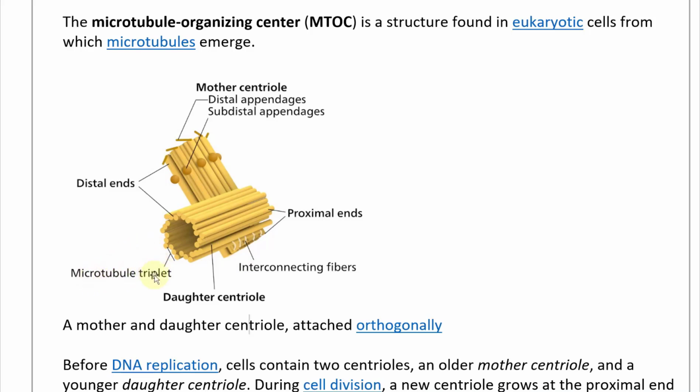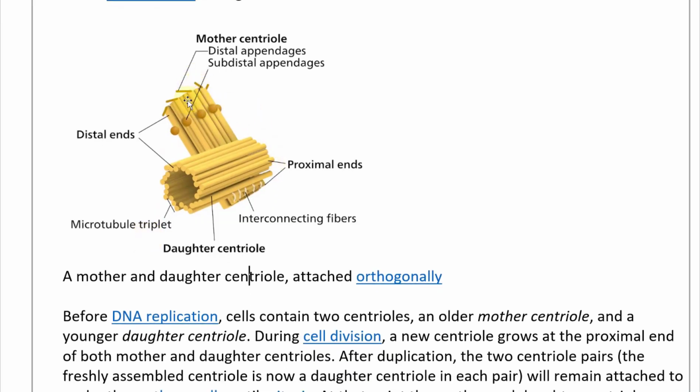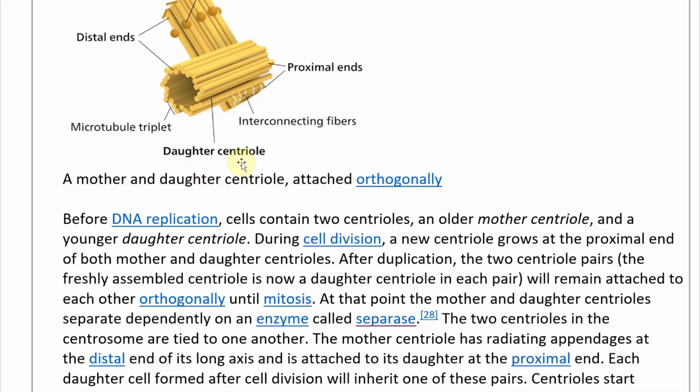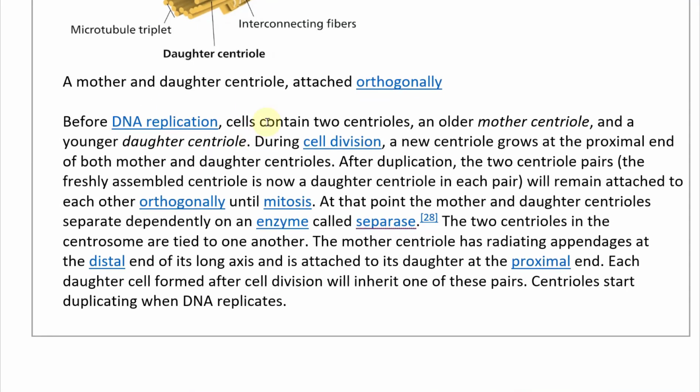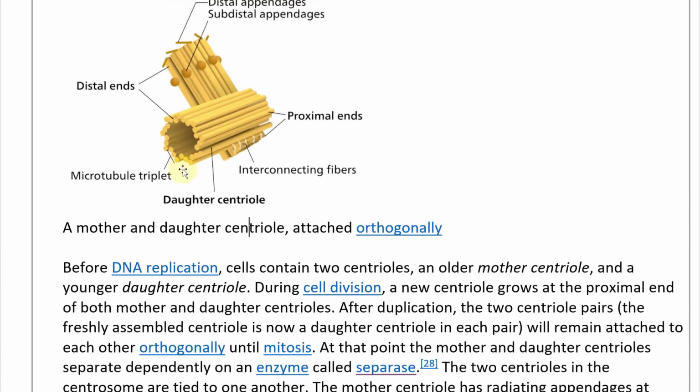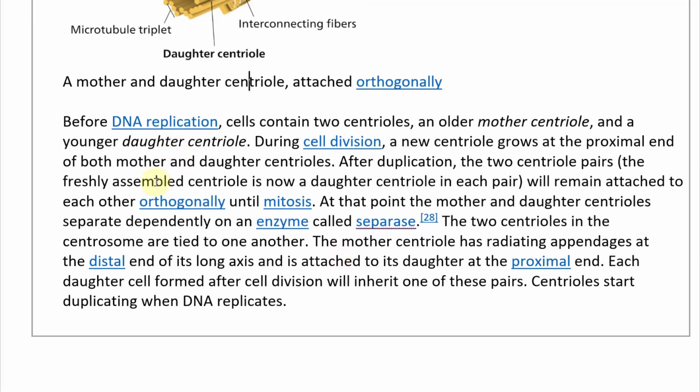And these are microtubule triplets that come in triplets over here. And these are the distal ends, the far ends. And look at the difference here. This one has appendages on the mother one, and the daughter one does not have the appendages. So that's the daughter centriole. And to explain further on these, it involves what happens during cell division.